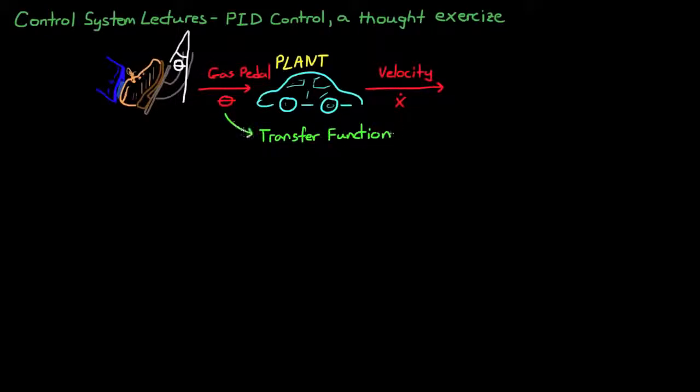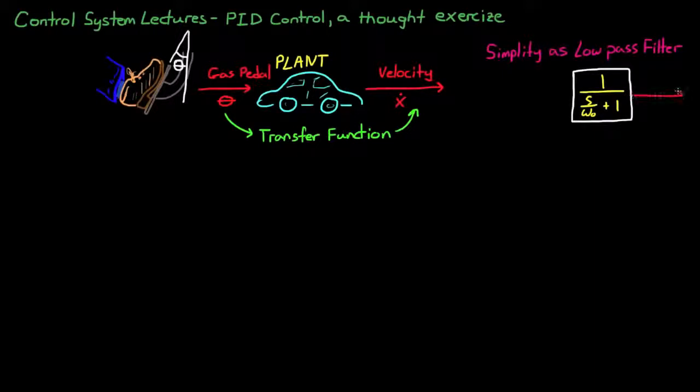We need a transfer function from the gas pedal position to the velocity of the car. Now in real life this is a complicated nonlinear transfer function that's dependent on the car model. However, you can simplify this model by assuming it's just a first-order low-pass filter. And the transfer function for a low-pass filter looks like this, where the output is velocity and the input is angle. So let me explain why this is a reasonable estimate.